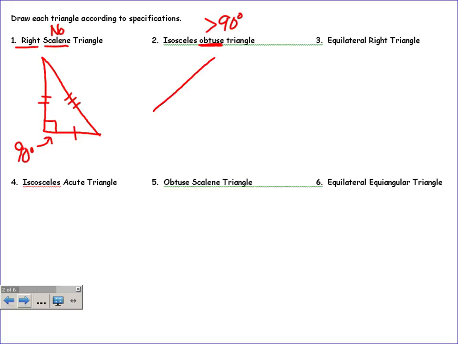Draw mine to look like this. Is that more than 90? I don't know if that's 90. Hold on. That's pretty nice. That's pretty close. I'm going to make sure it's really obvious. I'm going to keep doing it. Okay. I'm not going to draw a straight line.